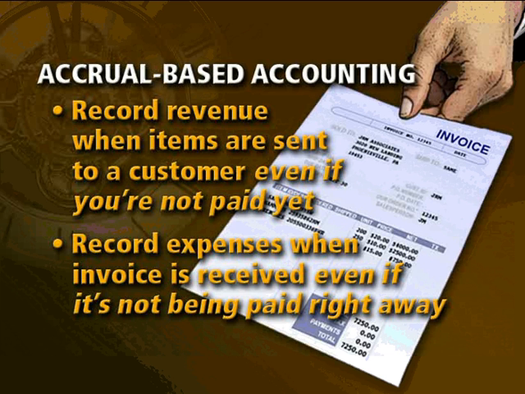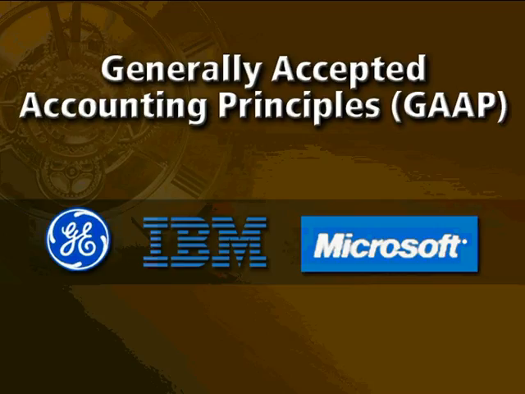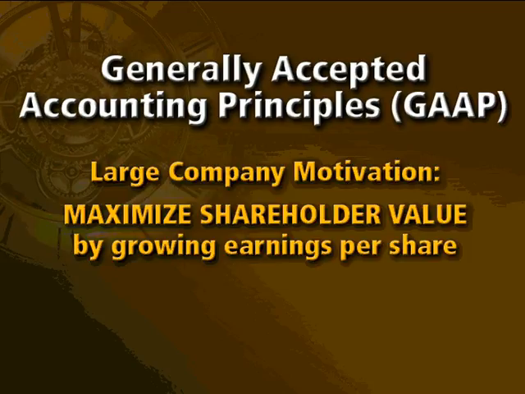Large public companies, on the other hand, for which you may purchase shares which are tradable on an exchange by phoning your broker, like General Electric, Microsoft, and IBM, are required to use what is called GAAP accounting. GAAP stands for Generally Accepted Accounting Principles, which is based on the accrual method as we discussed. Public companies have a different motivation. Their motivation is to maximize shareholder value by growing earnings per share. Public directors are required to follow that mantra.